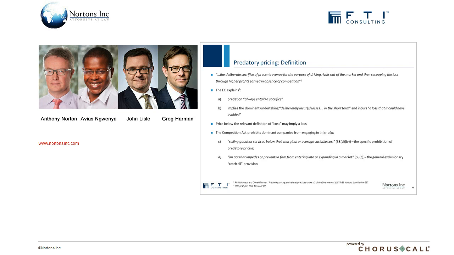Now, as Anthony alluded to in his introductory remarks, the current Competition Act in South Africa has, in Section 8(d)(4), a very specific prohibition against predatory pricing and defines predatory pricing in terms of selling goods or services at below their marginal or average variable cost. And I'll come in a bit more detail in a few minutes to what those definitions of cost actually mean.